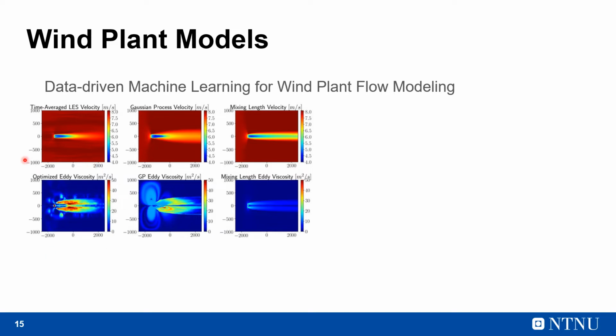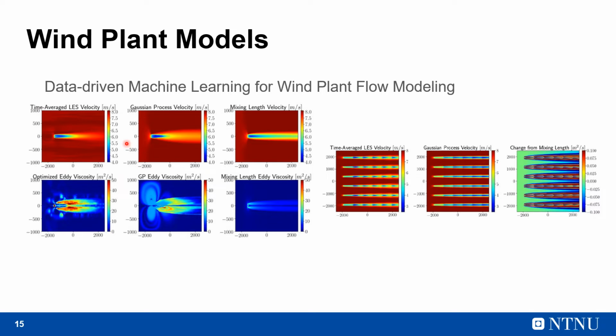The leftmost figure shows the optimized eddy viscosity field that is the output of the optimization algorithm. The middle figure shows the viscosity field that is predicted by the Gaussian process, and the rightmost figure shows the viscosity field predicted by the baseline RANS model. Again, we see that there is better agreement between the Gaussian process and the optimized eddy viscosity field, with the baseline RANS model actually over-predicting the eddy viscosity in the near wake region and under-predicting in the far wake region.